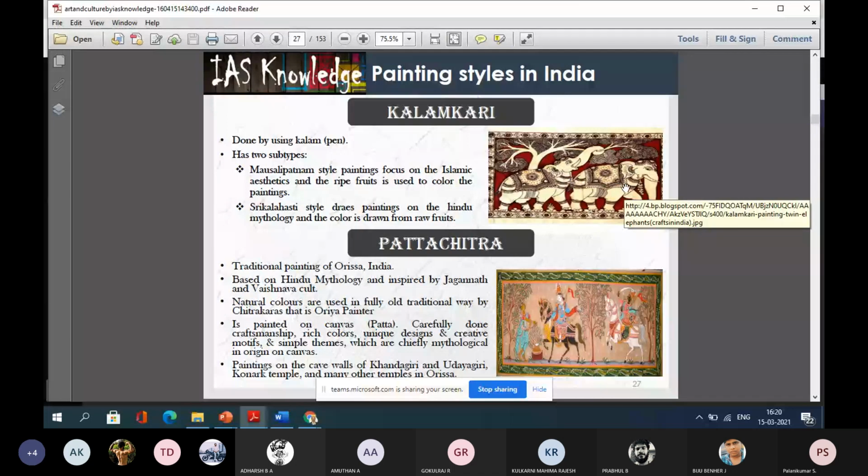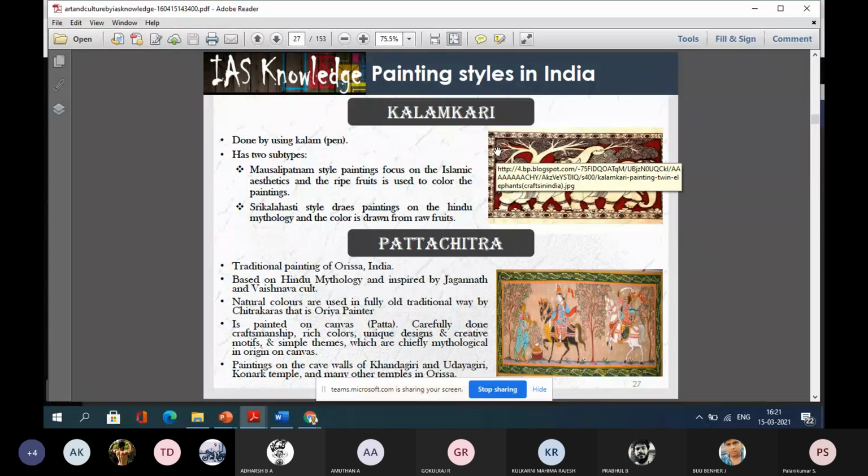And Pattachitra is another kind of traditional painting that we follow in our tradition in Orissa. Why this? Because I have taken this from notes of IAS knowledge. When you go for history and Indian knowledge tradition subjects, you have to write elaborately on this.